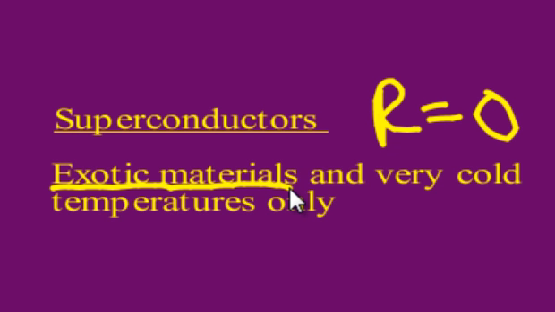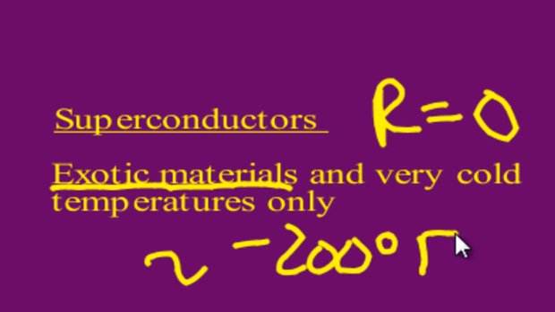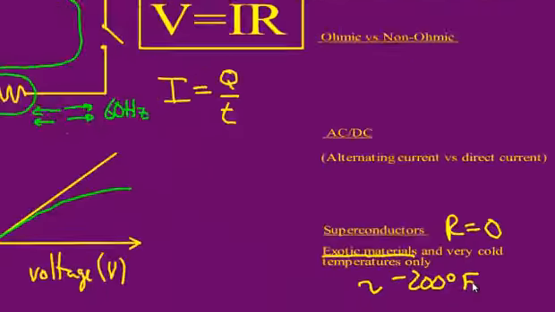And even those exotic materials only become superconductors when you make them super cold, as in approximately negative 200 degrees Fahrenheit, maybe a little warmer than that. You've got to bathe them in liquid nitrogen to even have them be superconductors. So it's not feasible today, but it's certainly something to look forward to in the future.